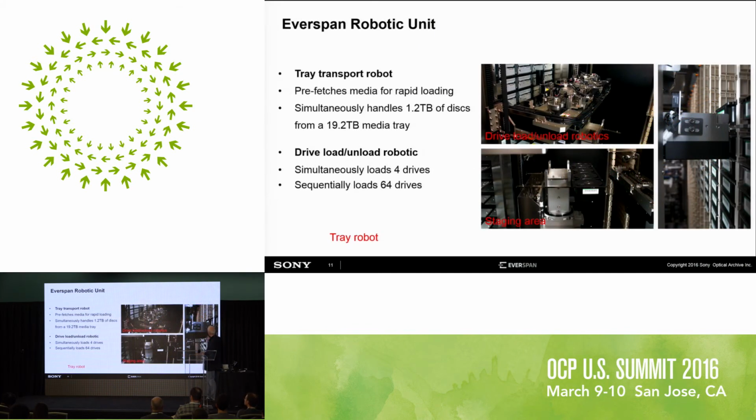So this is what you see here. The linear robotic is catching a tray with media from the expansion units, and then we bring these trays to what we call a staging area, and from the staging area it's moved to the drive robotics, and then we load the drives. We can load, as I said before, 64 drives consecutively. So we load the whole media stacks, as you see here, into the robotic, and then we continue to load drives consecutively.